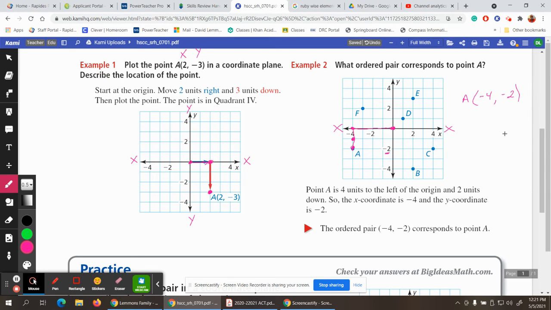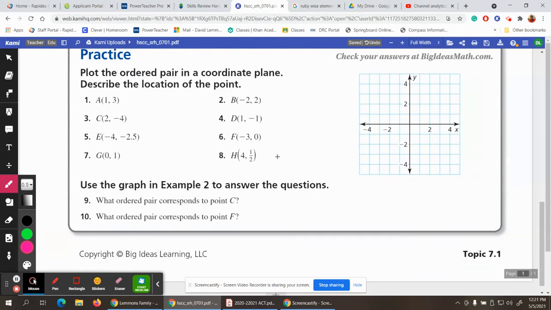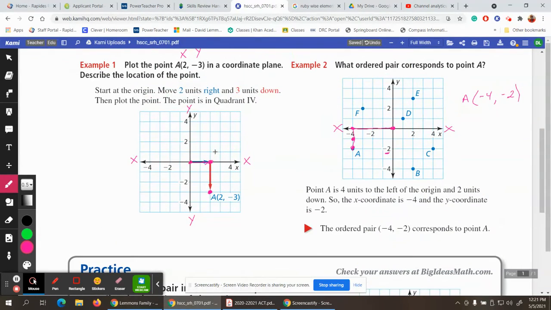Okay, the practice just asks you basically the same thing. It's going to ask you to plot these points whenever it gives you the ordered pairs. But what are some of these other ones? D would be (1, 1).